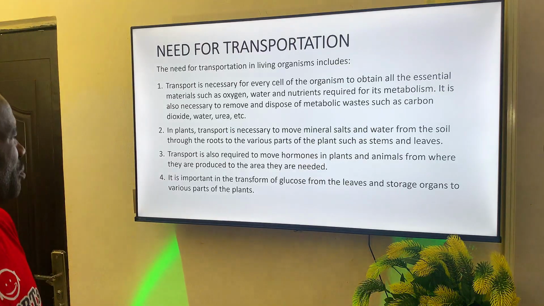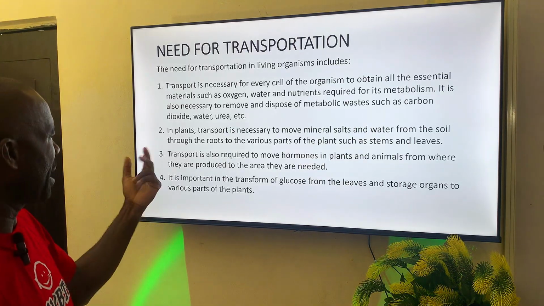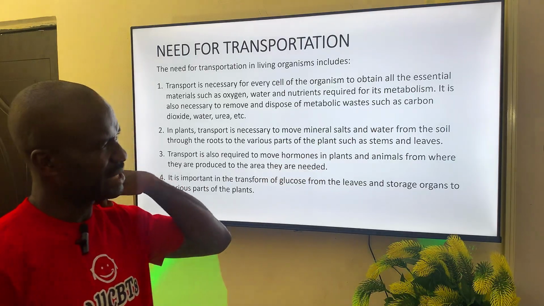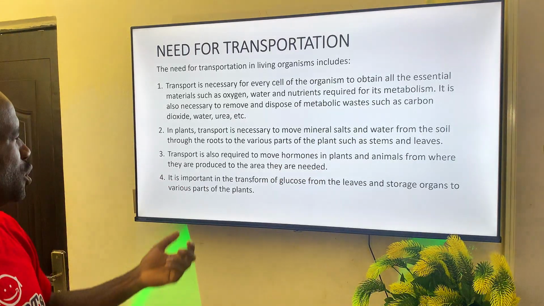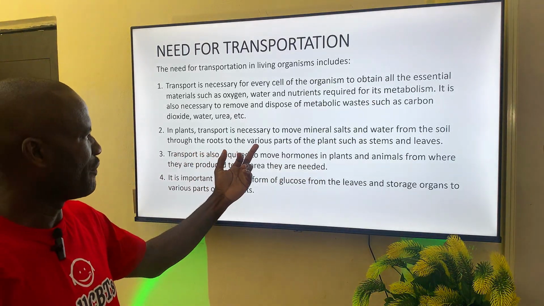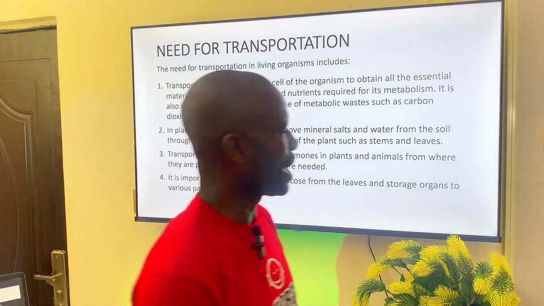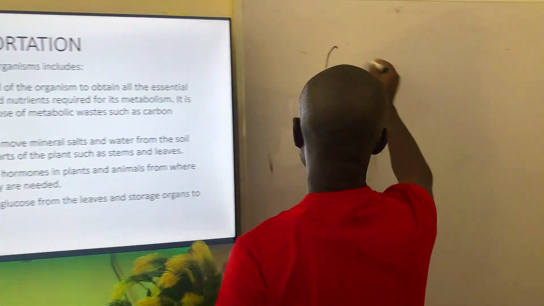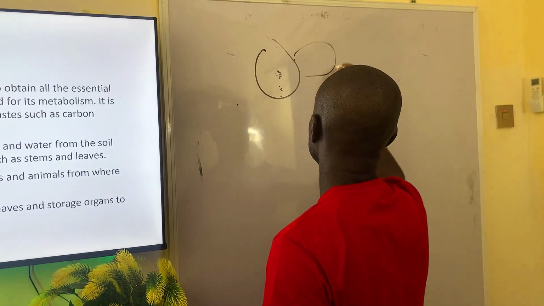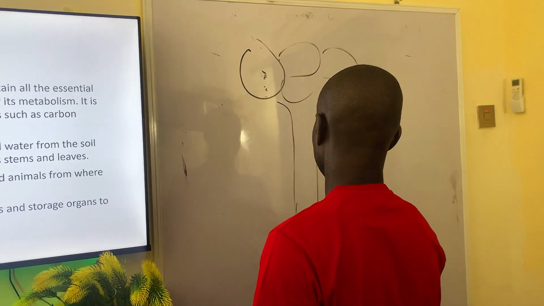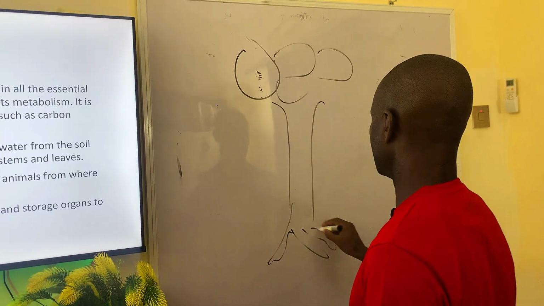Number two, why transportation? In plants, transport is necessary to move mineral salts and water from the soil through the roots to the various parts of the plant, such as the stem and the leaf. Of course, we have the plants. Let's take this as a plant.